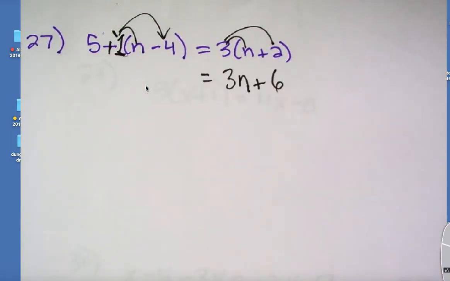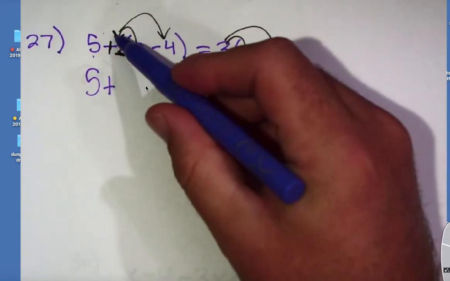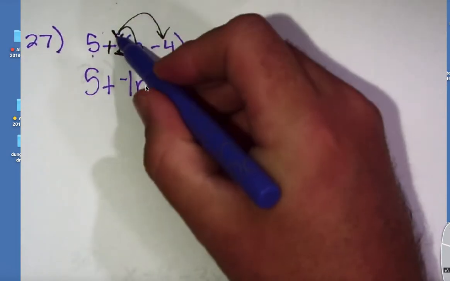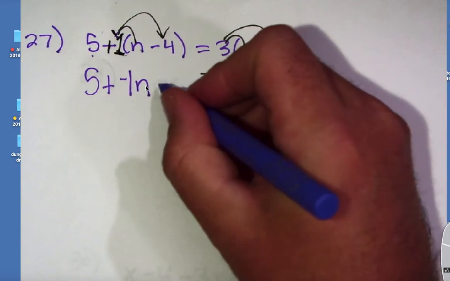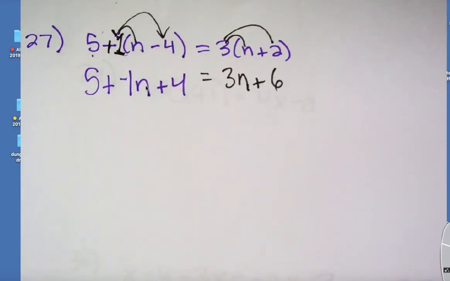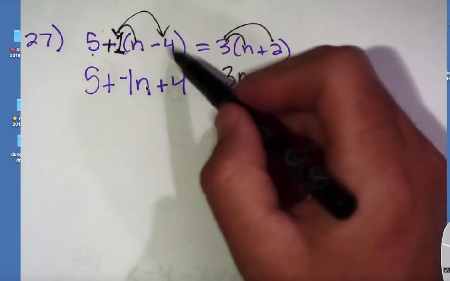So you're going to get 5 plus negative 1 times n is negative 1n. And negative 1 times negative 4 is positive 4. And if you got this problem wrong and you tried a bunch of times, that's most likely what happened to you. You forgot to distribute the negative correctly to both things.